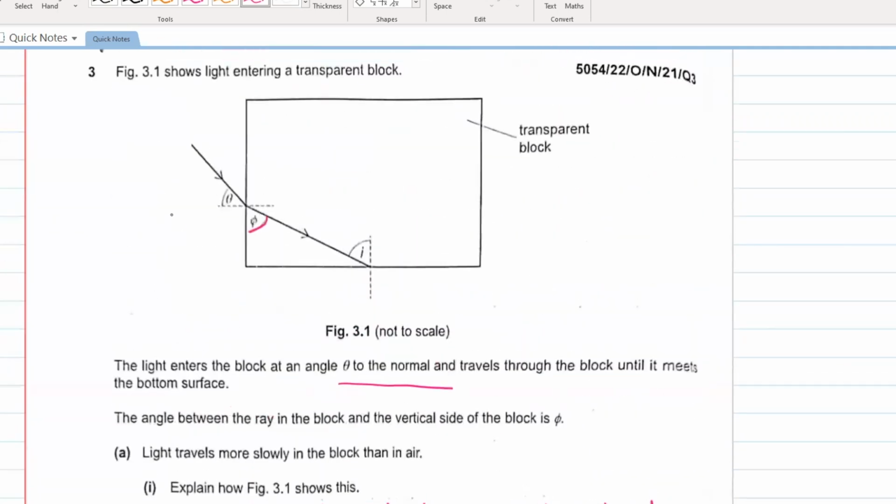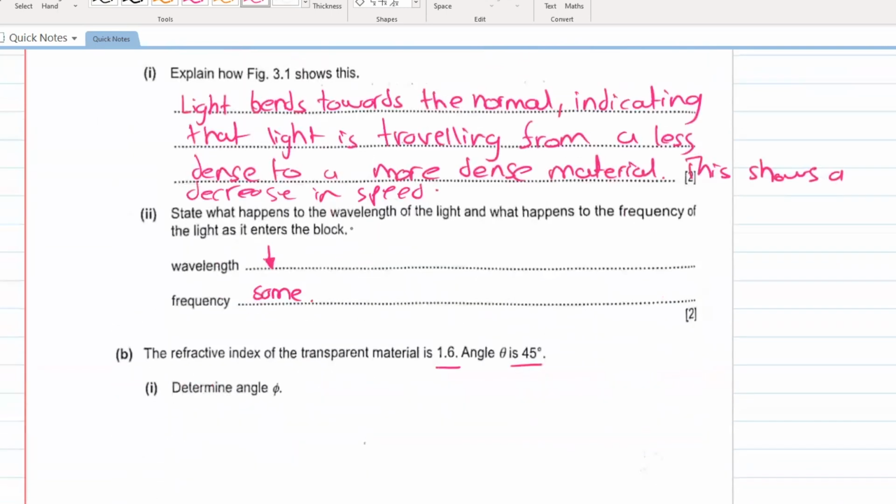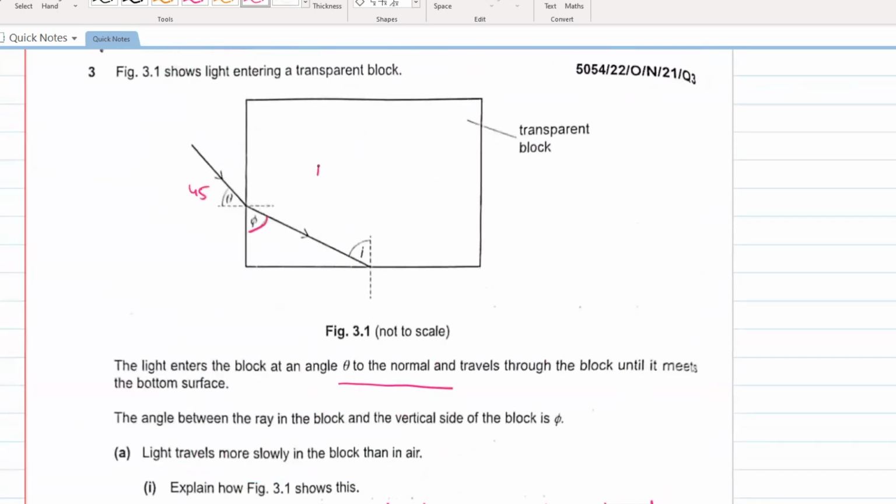Okay, so angle theta is 45. We know that the refractive index is 1.6. The n here is 1.6. We have to calculate this angle r. First of all, can we do that? Yes. This transparent block is the second medium, you can say. What was the refractive index formula for the second medium? Refractive index for the second medium is equal to what? Sine i over sine r.